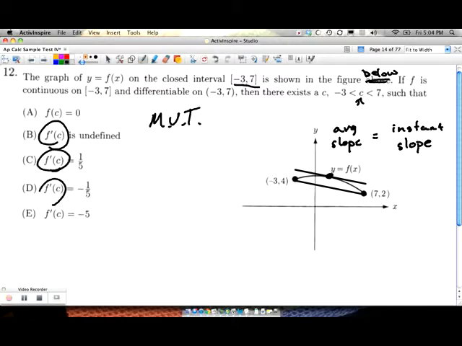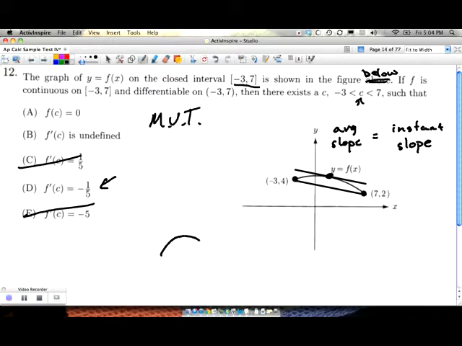Well, here's instant slope, instant slope, instant slope, instant slope. So it's saying that the instant slope, one of those, is equal to the average slope. Well, I hope that you can tell just by looking at this that it's not positive, and it's definitely not that steep. So it's got to be this one.